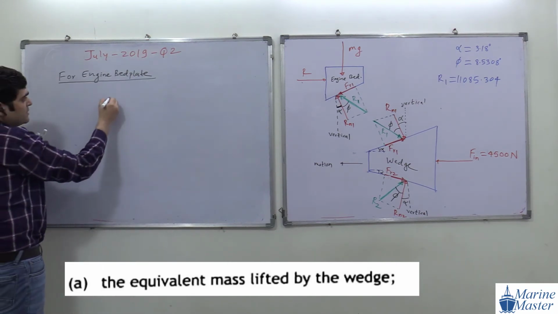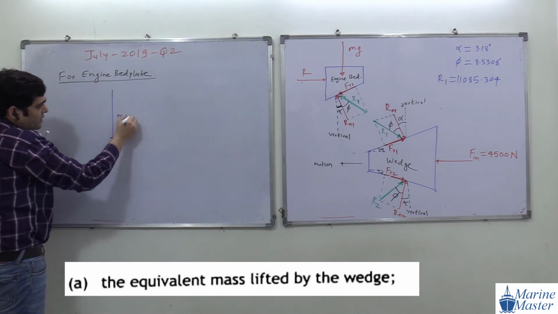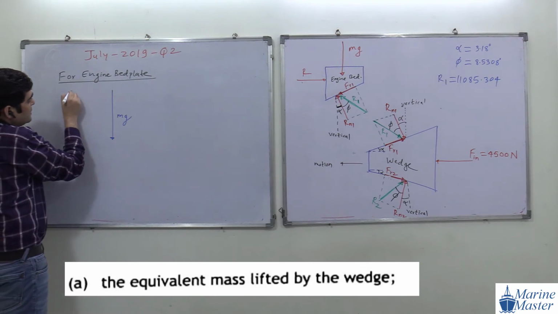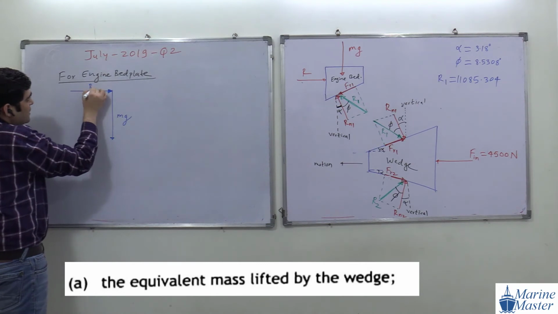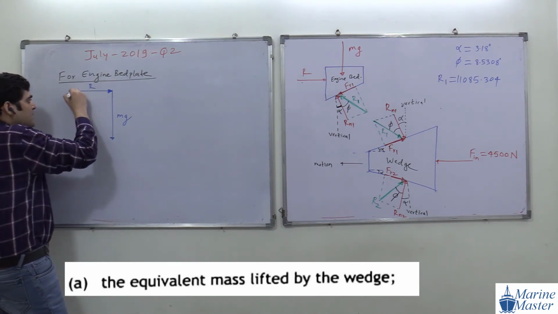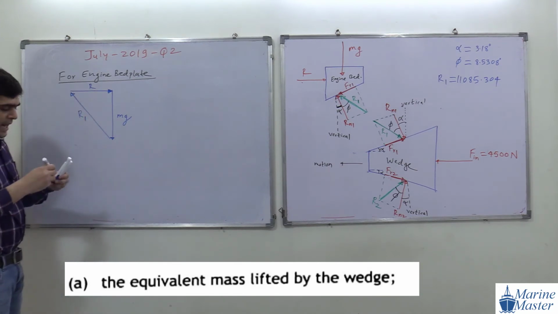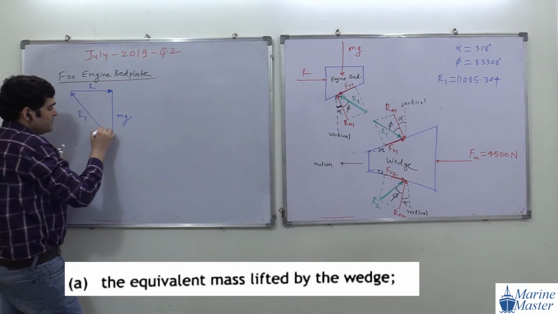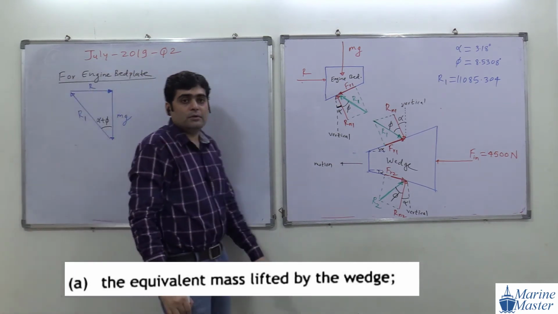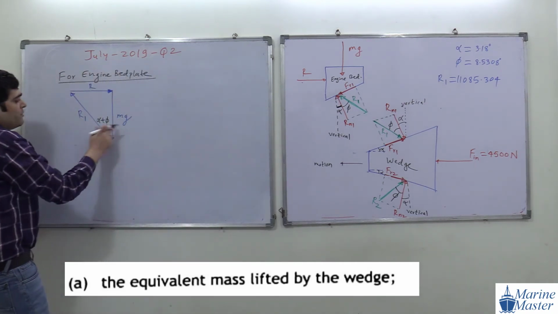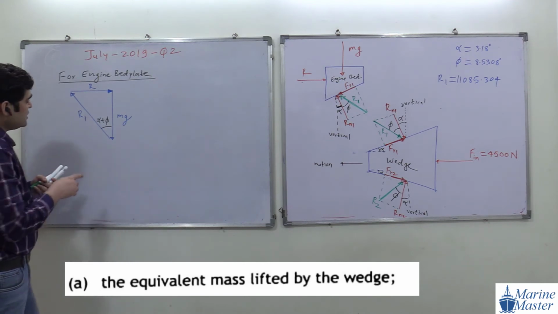This will be mg. Then there will be the resultant reaction R. And here this will be R1. And the angle of this one is alpha plus phi. Angle of R1 with respect to vertical is alpha plus phi. And we calculated R1. So try to see the scenario, alpha plus phi.